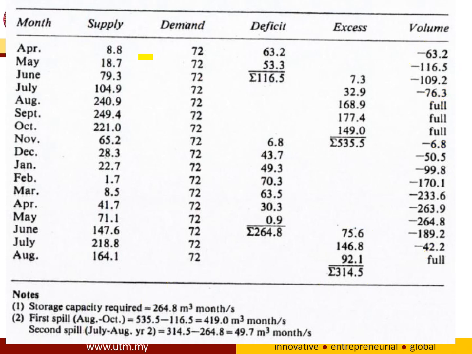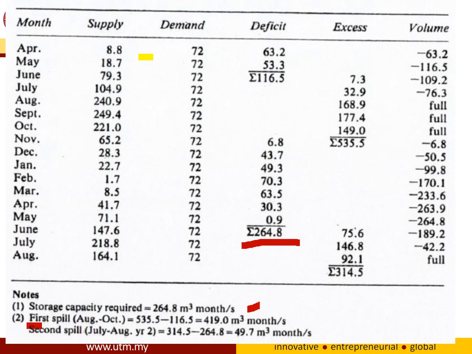So the highest deficit is here. Okay, it's here, 264.8. So you can say that the storage capacity required is 264.8. Okay, and also you can see the first spill here.